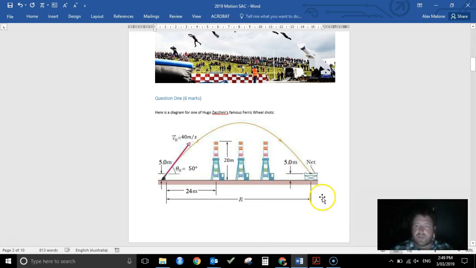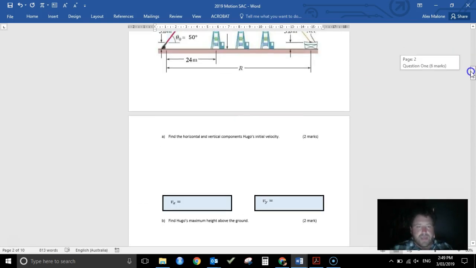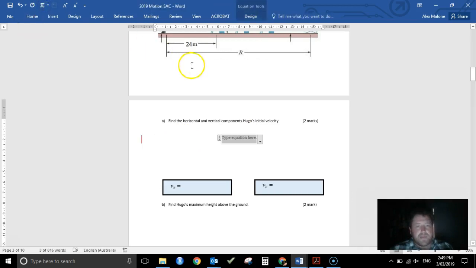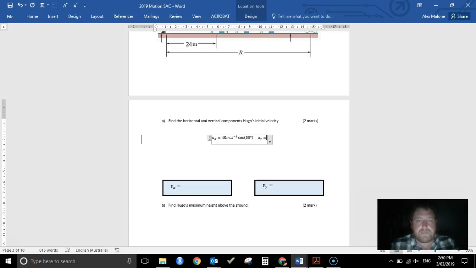So when you look at the diagram, make sure you're quickly going through that in your head, thinking about what's the information being given by this diagram. Okay, so we're going to find the horizontal and vertical components, like we're asked to. So the horizontal component, ux, is going to be equal to the speed, 40 meters per second, times cos of the angle of 50 degrees, and uy is going to be the sine.